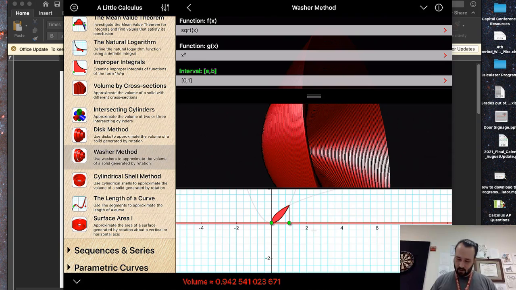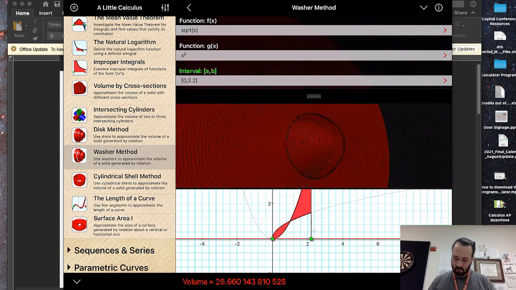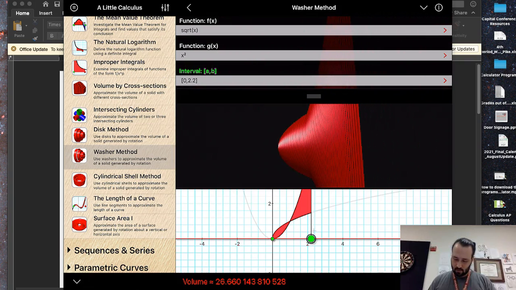So I'm only doing it of that first intersection point. You could continue on if you wanted to and get some crazy looking shape. I don't even know what's happening really. That looks wild.